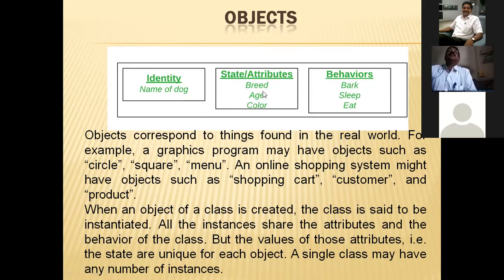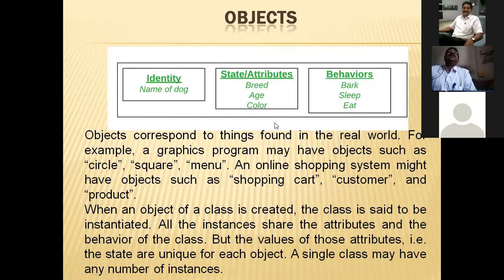So the name of the dog is different, its breed is different, age is different, color is different, so it has different attributes. And how it behaves: any dog has a different style of barking, sleeping, and eating. Any person also differs in how he talks, how he walks, how he behaves. Those are different behaviors. How he sleeps is a different behavior. How he eats, maybe somebody is vegetarian, somebody is non-vegetarian. So eating behavior is also different from person to person.